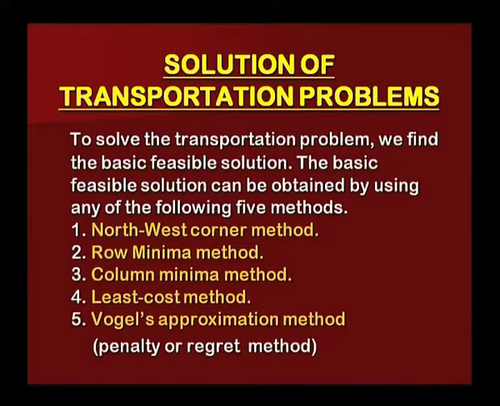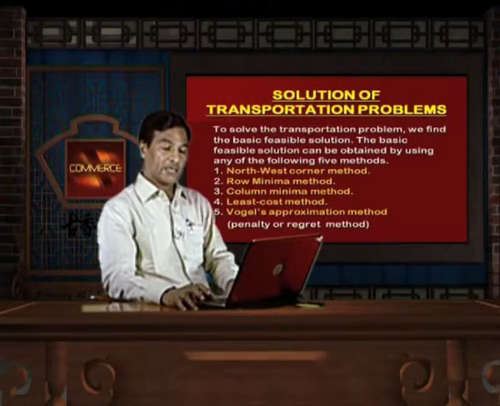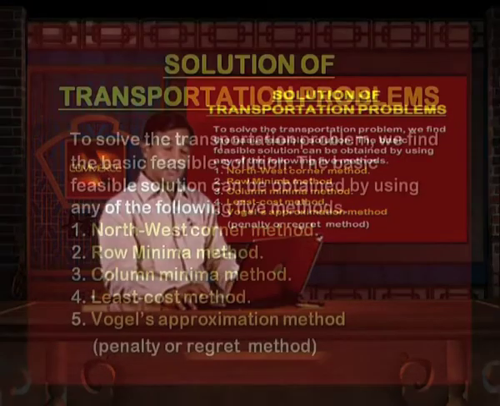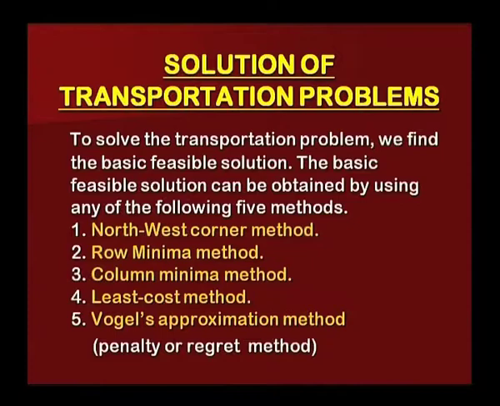Now we will discuss the solution of transportation problems. To solve the transportation problem, we find the basic feasible solution. The basic feasible solution can be obtained by using any of the following 5 methods. Method 1, northwest corner method. Method 2, row minima method. Method 3, column minima method. Method 4, least cost method, and method 5, Vogel approximation method. This method is also called the penalty or regret method. Here we will discuss these methods by taking examples one by one.